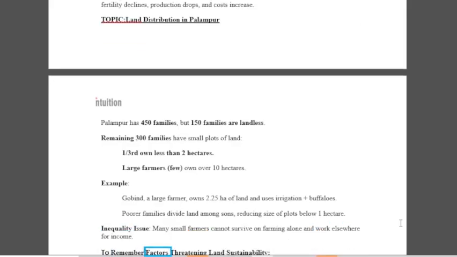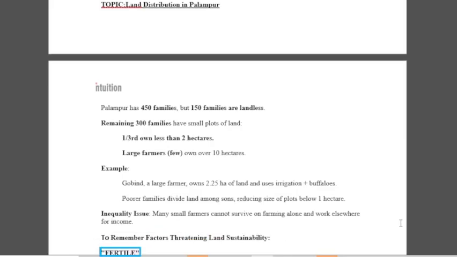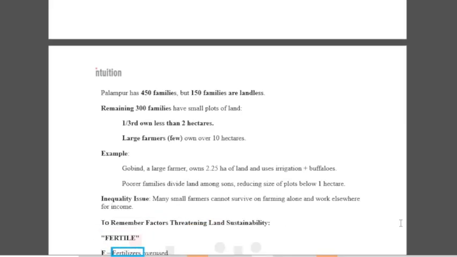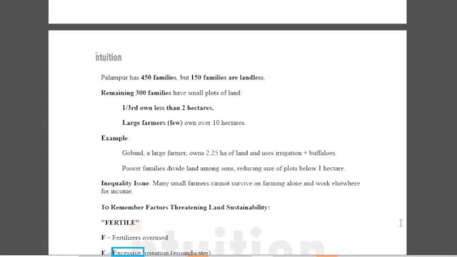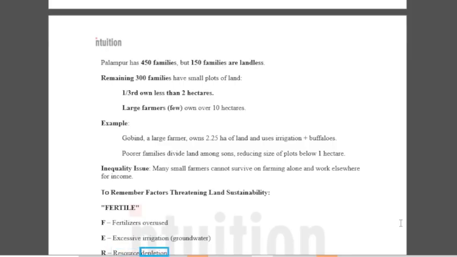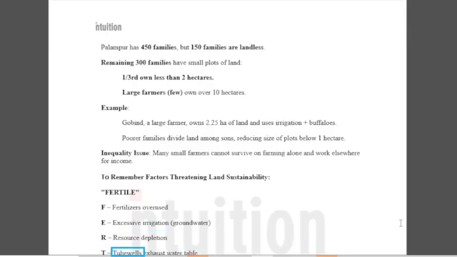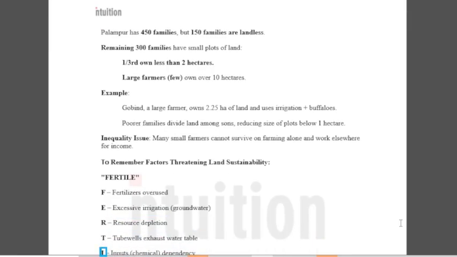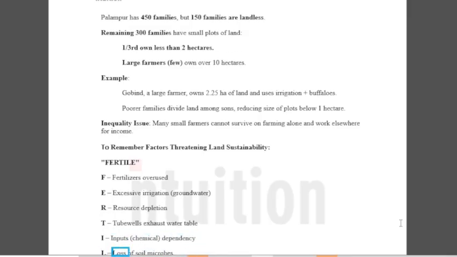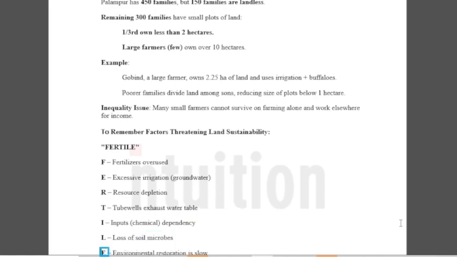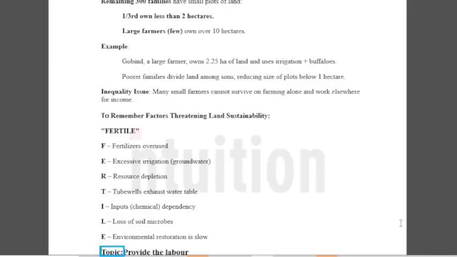To remember factors threatening land sustainability: F, fertilizers overused. E, excessive irrigation, groundwater. R, resource depletion. T, tubewells exhaust the water table. I, inputs, chemical dependency. L, loss of soil microbes. E, environmental restoration is slow.